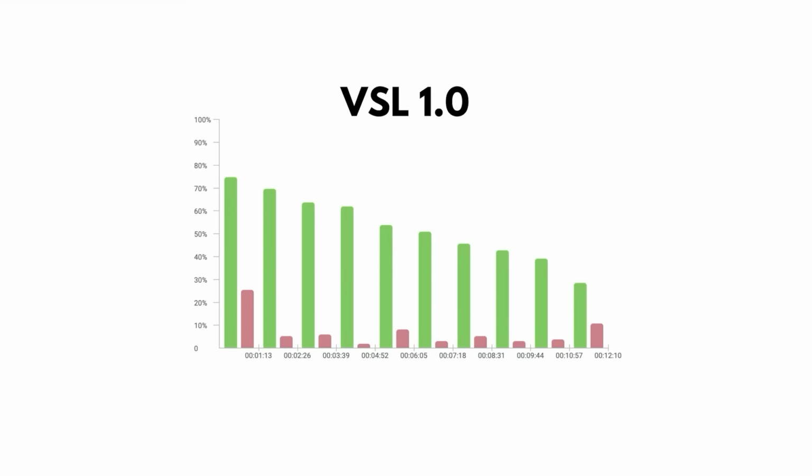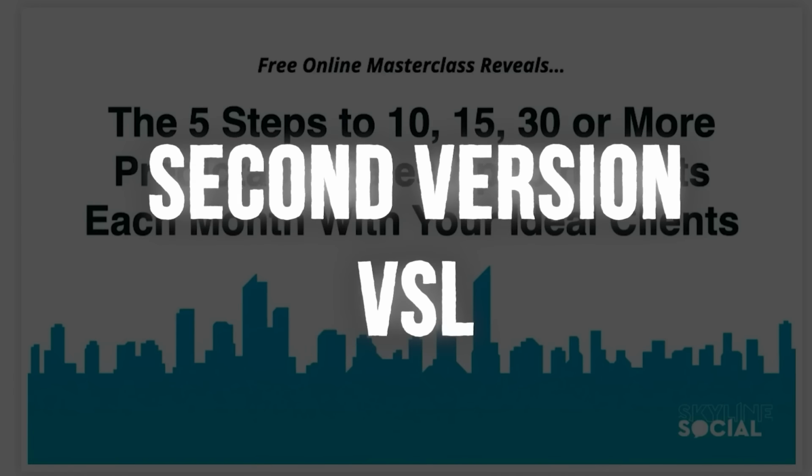So what we did is we took this video sales letter, and we removed and edited some of the things that we said or some of the things that the client said at the beginning. And then we also tweaked a few things in the middle. For example, here there's a part where people do drop out a little bit compared to other parts. And then we created a second version of the VSL.